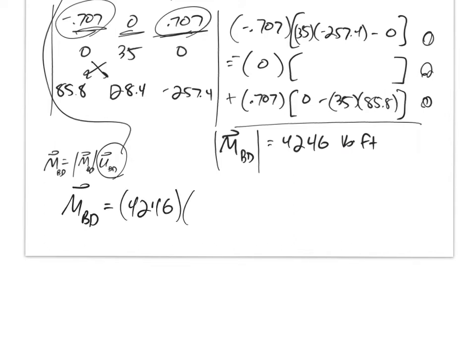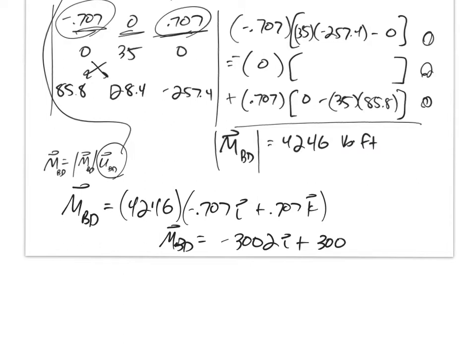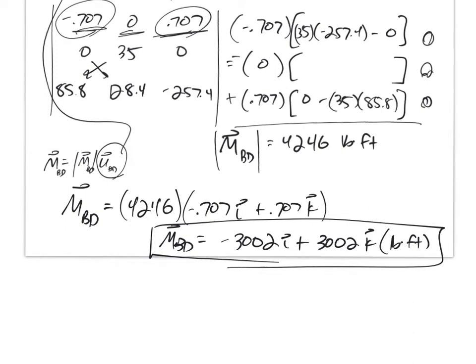4246 times negative 0.707i plus 0.707k. So the moment about BD would be negative 3002 in the i plus 3002 in the k. It still has units, units of pound feet, and that is the final answer.